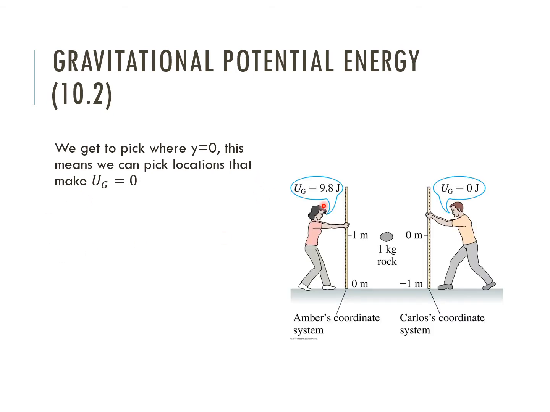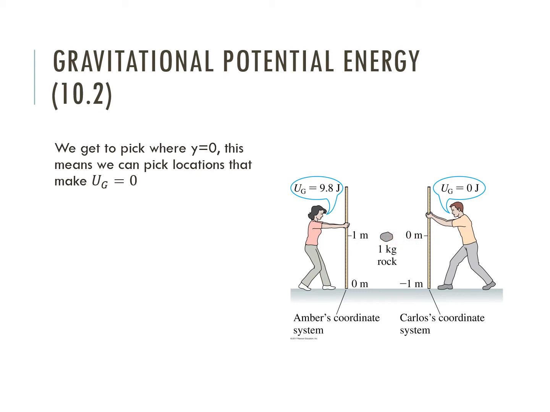So here we have two individuals. They're holding some meter sticks and there's a floating 1 kilogram rock. Let's ignore how the rock is floating in place, but let's focus on the coordinate systems that they've chosen. So Amber here on the left has said that the ground level is y is equal to 0. Whereas Carlos has said that where the rock is located is where y is equal to 0.